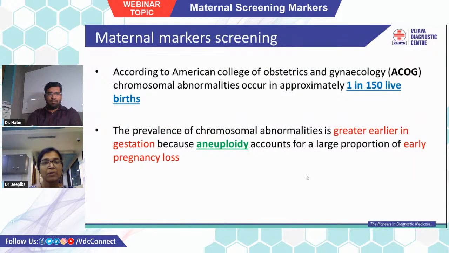According to the American College of Obstetrics and Gynecology, chromosomal abnormalities occur in approximately 1 in 150 live births. The most common cause of these chromosomal abnormalities, aneuploidy, is seen earlier in gestation and accounts for a large share of early pregnancy loss.